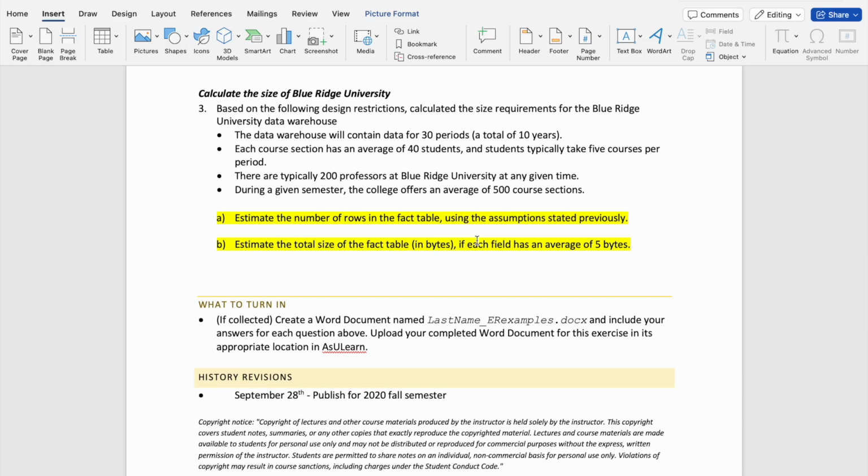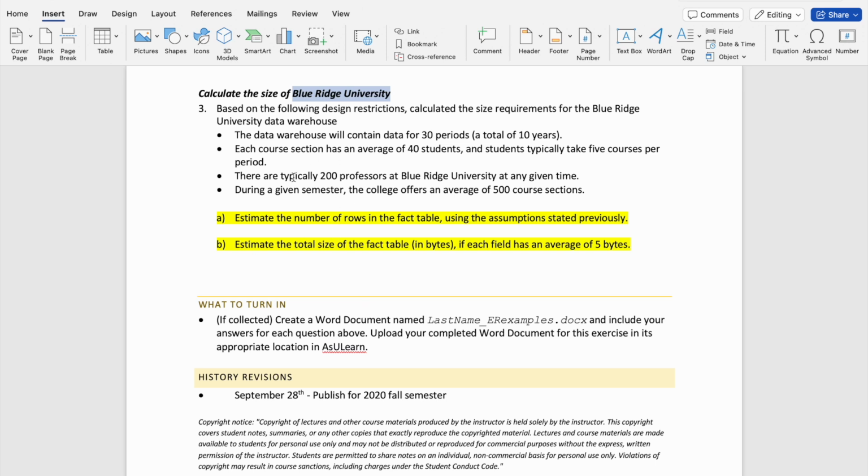Okay, so let's move to question 3. Question 3 is trying to have us calculate the size of Blue Ridge University. We've been talking about how to calculate the size last week, so this one's quite similar, and let's see how to do that. We're going to use the sample from Blue Ridge University. We already installed this database in our SQL Studio, right?